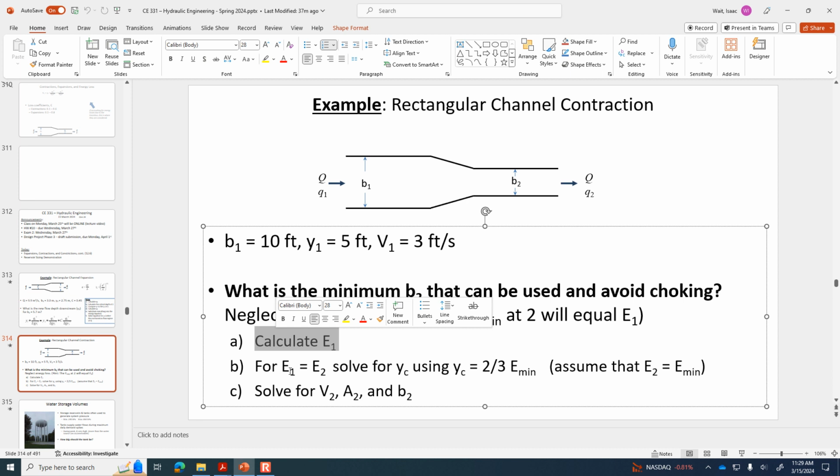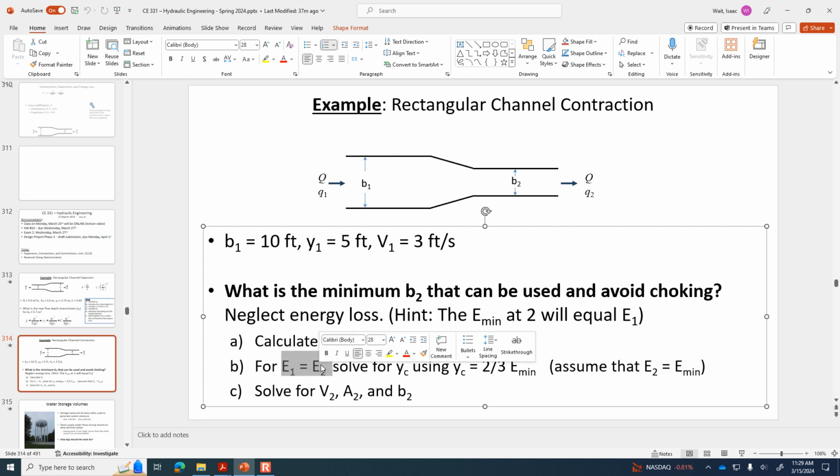So set the specific energy at 1 equal to the specific energy at 2, and then solve for the critical depth. So we're saying that the E minimum at 2 is equal to 5.140 feet. Let's say that the specific energy at 2 is 5.140 feet, and it's flowing at those critical conditions. So minimum energy means critical depth.